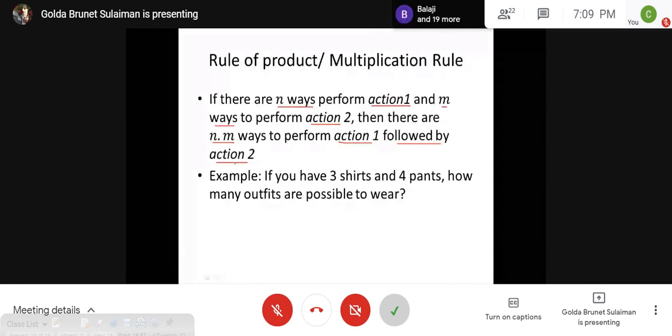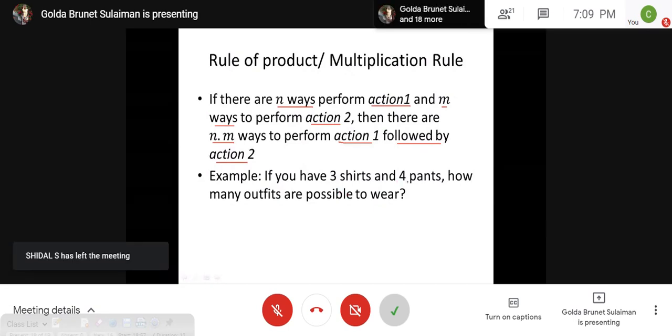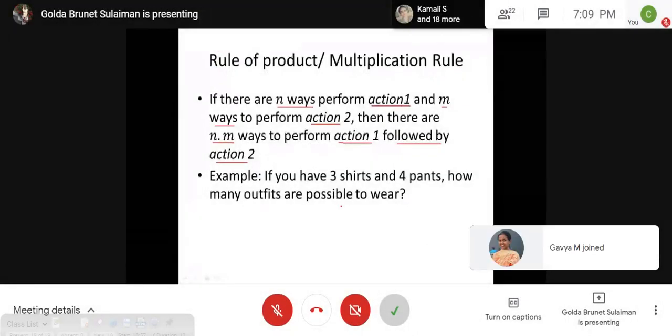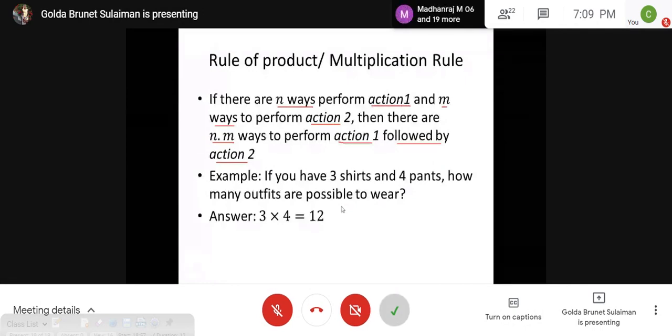So if you have 3 shirts and 4 pants, how many different outfits can you wear? 12, ma'am. 12, right? Who is this? Satish Kumar, ma'am. Thank you, Satish. So he is right. We have 3 shirts and 4 pants, so totally there are 12 ways to do it.